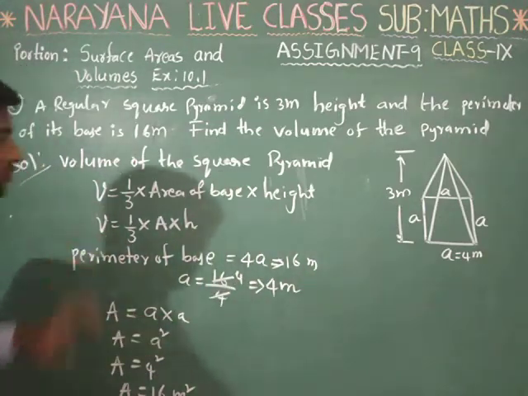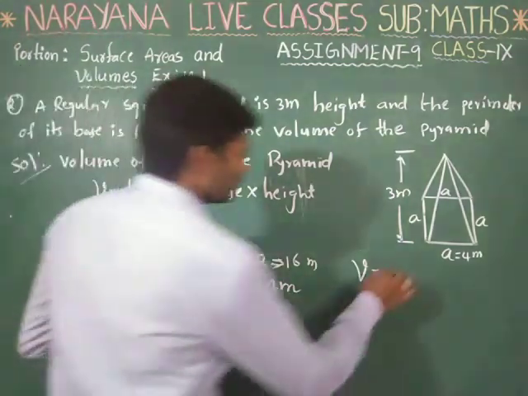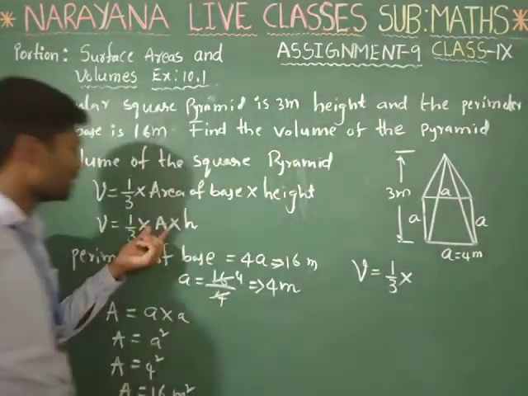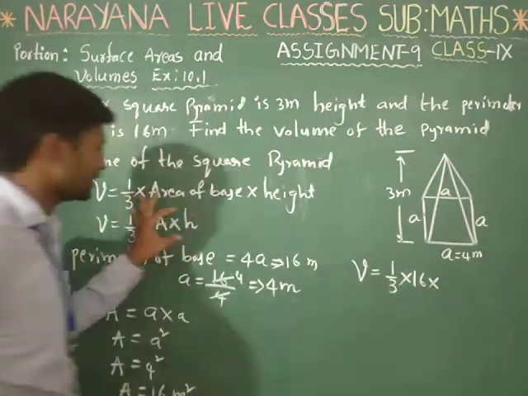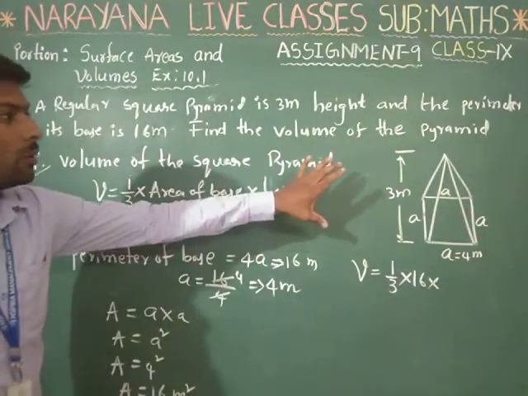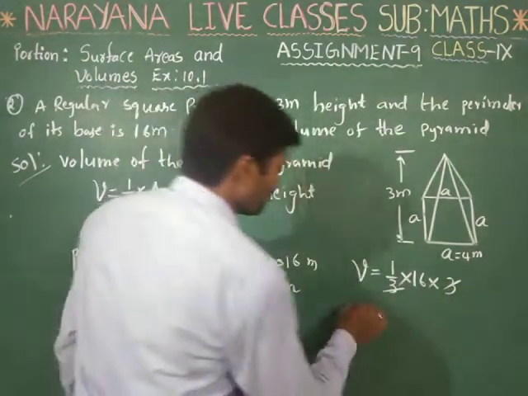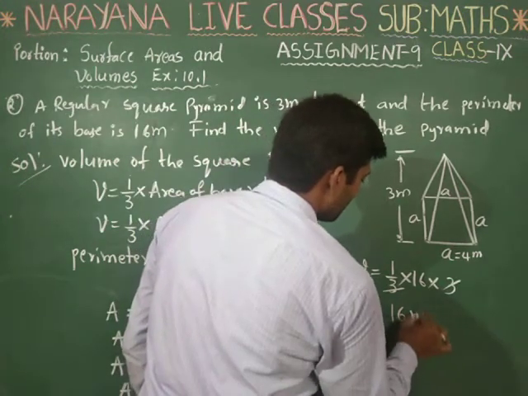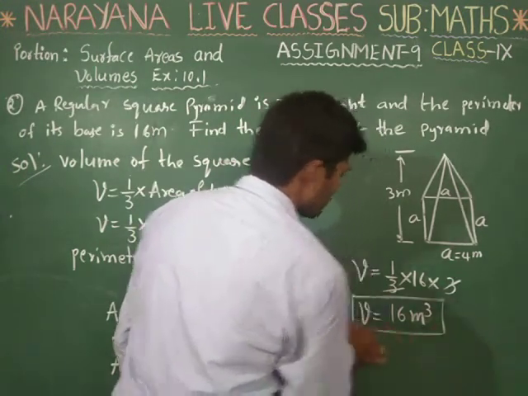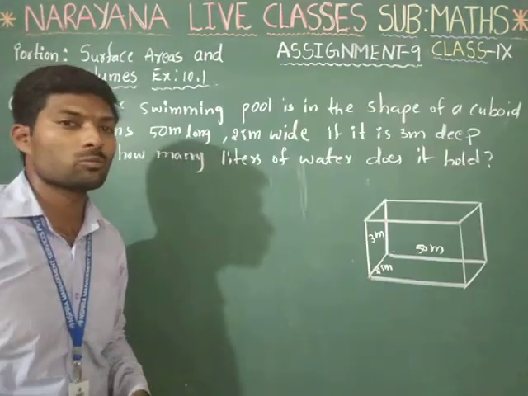Now you have to find the volume. The volume of a square pyramid is equal to 1 by 3 into the area, which is 16, into the height. Height of the respective square pyramid is 3. Yes, here 3 will get cancelled. So V is equal to 16 cubic meters. So this 16 cubic meter is nothing but the volume of the square pyramid. Let us move on to the third question.